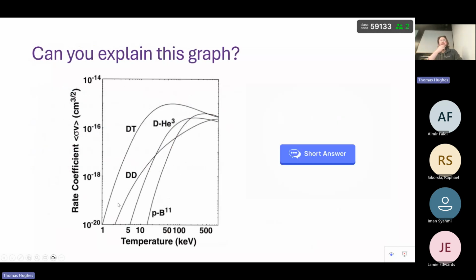We're not going to do the survey, but any ideas what this graph is actually telling us? We've got temperature on the bottom. We've got a rate coefficient, which for intents and purposes, is how much energy you get out. We've got DD there, DT, deuterium and helium, and that's proton and boron. So any ideas what this graph is really important for us for?